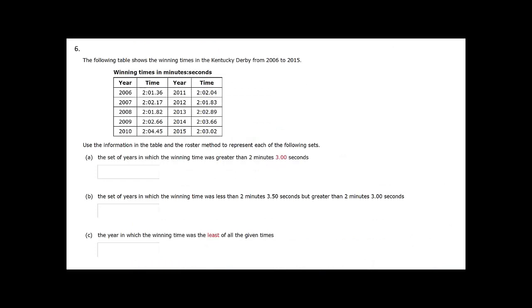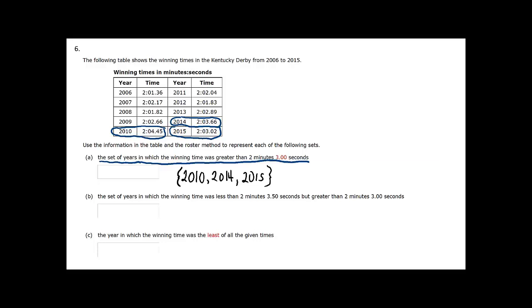The following table, this is number 6, the following table shows the winning times in the Kentucky Derby from 2006 to 2015. Use the information in the table and the roster method to represent each of the following sets. First of all, the set of years in which the winning time was greater than 2 minutes and 3 seconds. If you scan those years with times, you can see there are only 3 of them. 2010 is at 204.45, 2014 is at 203.66, and 2015 is at 203.02. Those are the only 3 years where the winning time was greater than 2 minutes and 3 seconds.